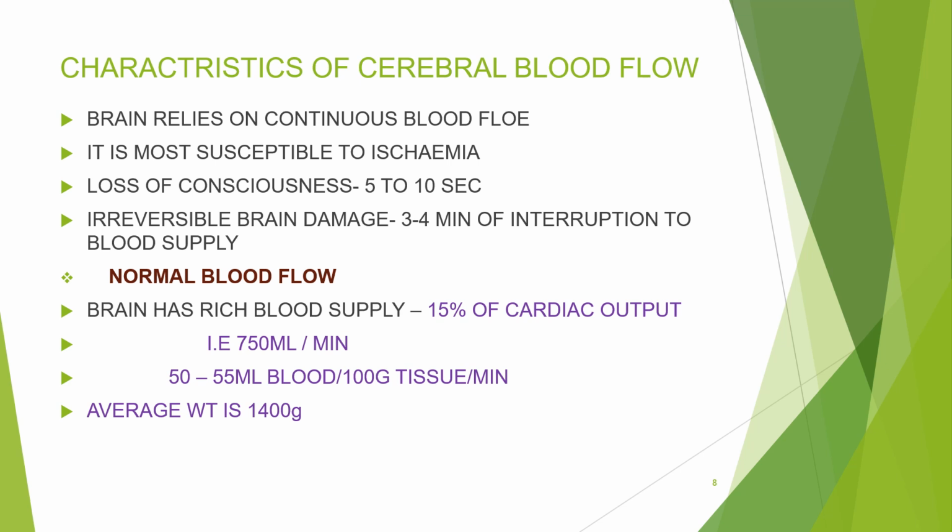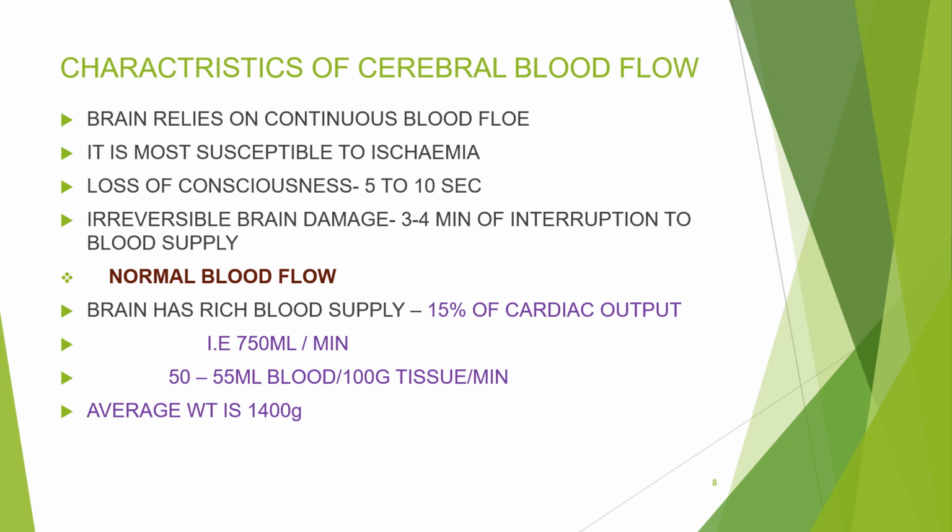What is a normal blood flow? The brain should get 15% of the cardiac output, that is 750 ml per minute. So what is the cardiac output? 5 liters. 15% is equal to 750 ml per minute. If you take it per 100 grams of tissue, it should have 50 to 55 ml of blood per 100 grams of tissue per minute. Average weight of the brain is 1400 grams.